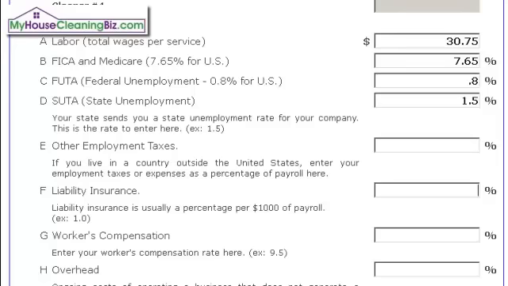Liability is typically a percentage of $1,000 of payroll, so we're going to use 1% in our example. Your workers' compensation rate, that can vary from state to state, so you need to enter whatever it is for your company next, and for our example we're going to use 9.5%.